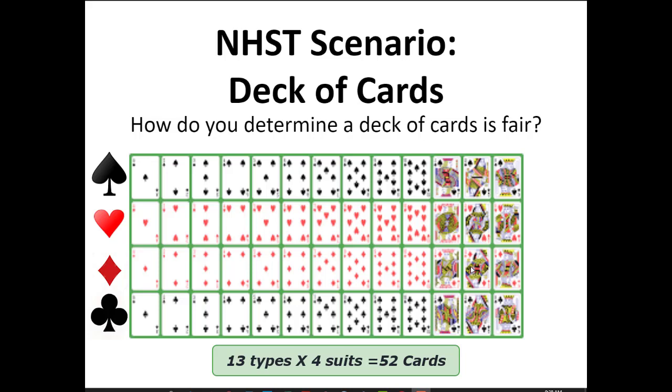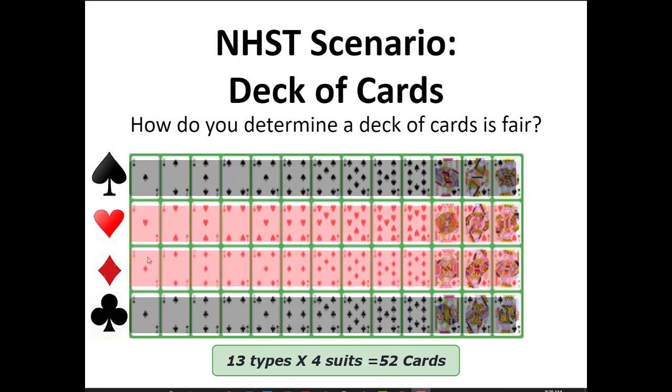If we have 13 cards of each suit, then we have 52 cards total in a fair deck of cards. Half of those cards would be black suits because the spades and the clubs are black, and half of those cards would be red suits because the hearts and the diamonds are red. So we can say we have 50% black cards and 50% red cards.